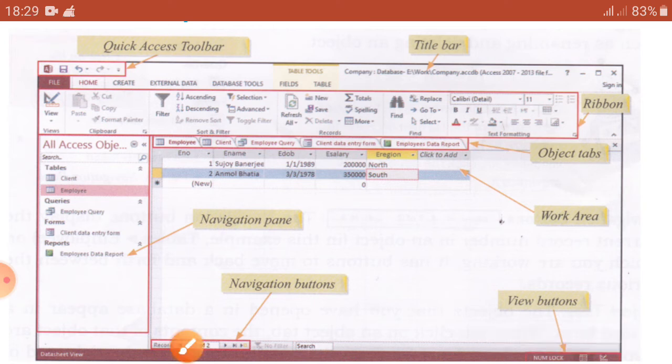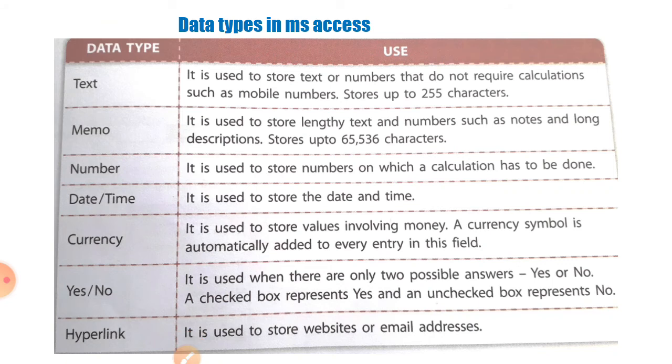Go to the next slide. Now we will be learning about the data types in MS Access. We can use Access to store different types of data in a table. These data types vary according to the fields in a table. So what are the data types? Already given here.